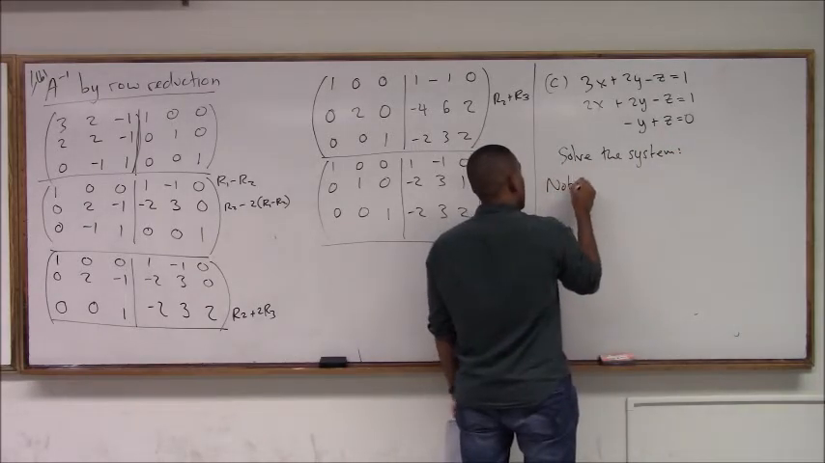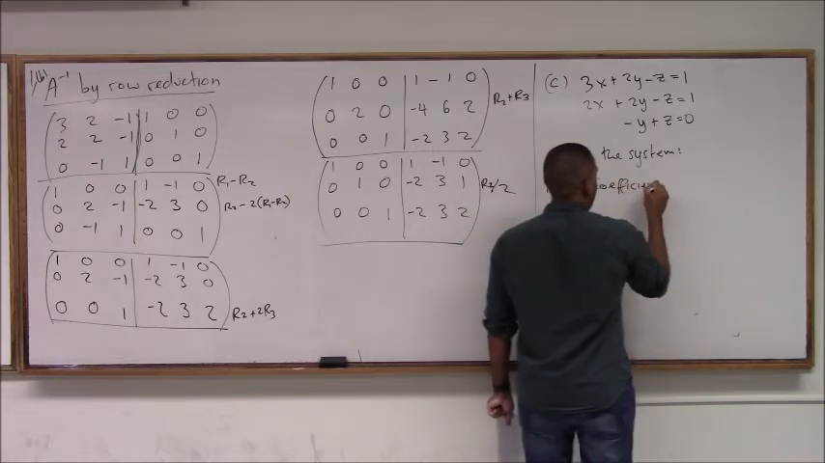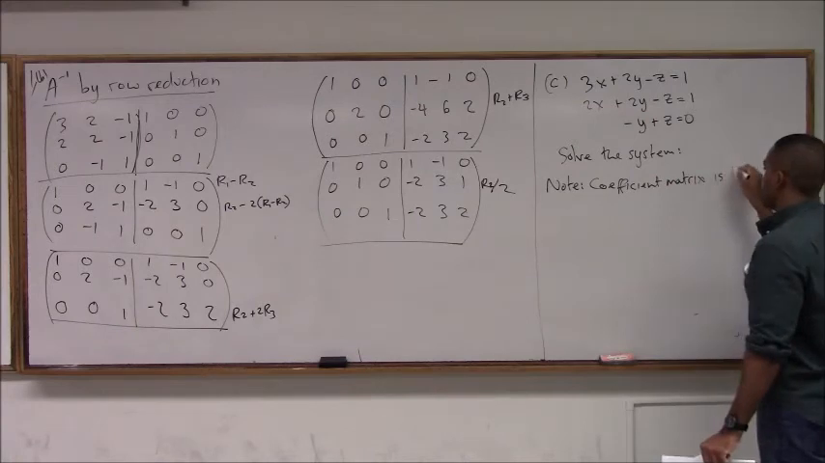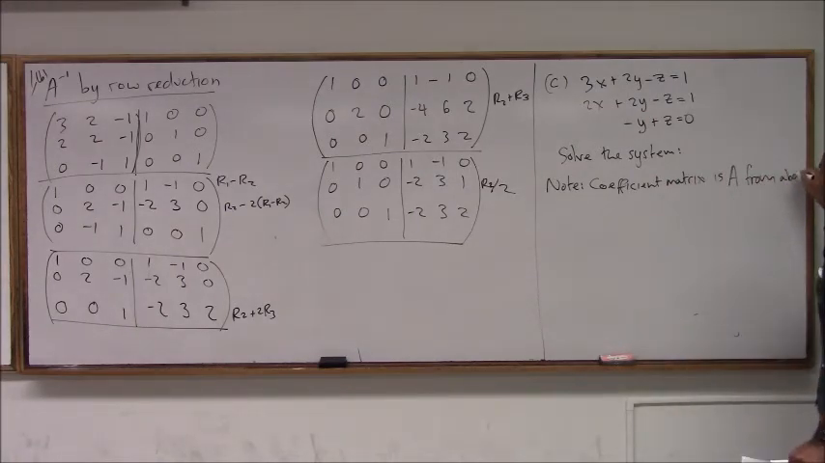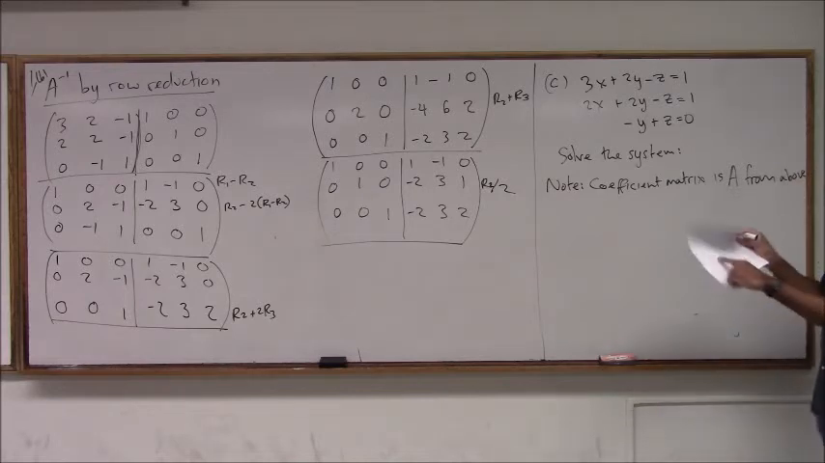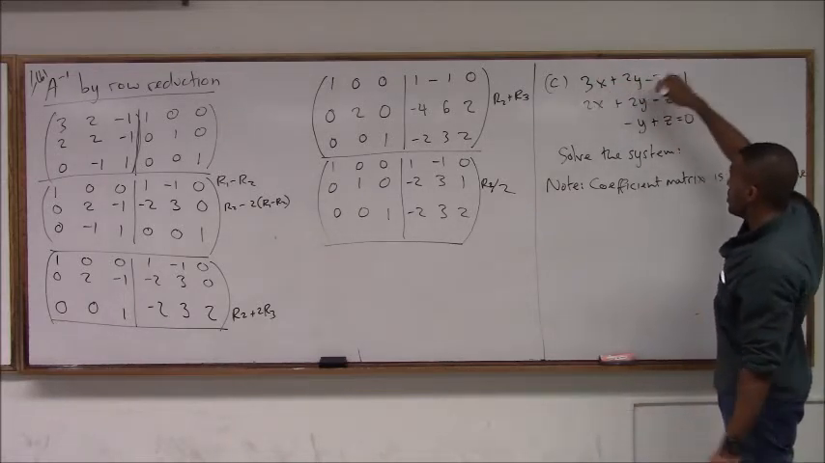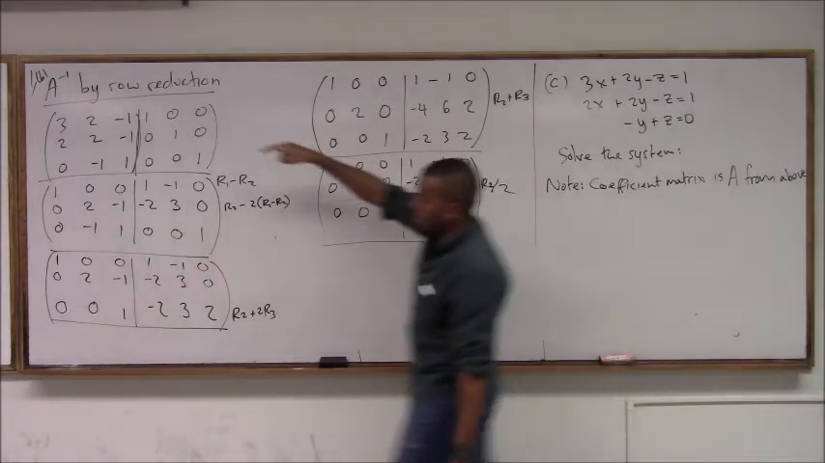What you should have noticed here is that the coefficient matrix is A from above, right? So the coefficient matrix of that, if you look just at the coefficients, the 3, 2, minus 1, 2, 2, minus 1, 0, minus 1, 1, it's just this matrix here.